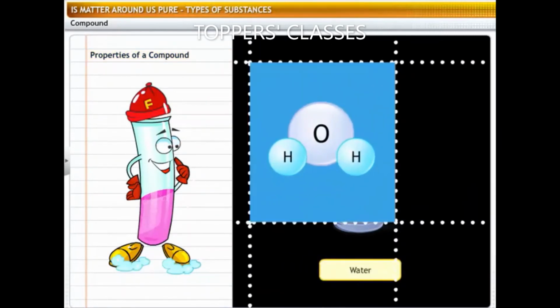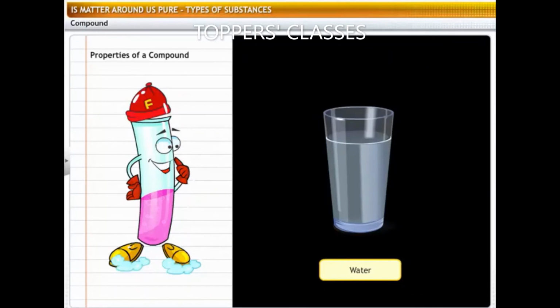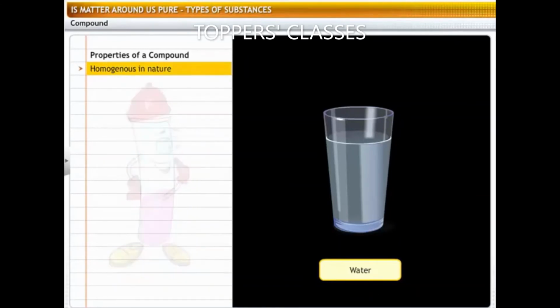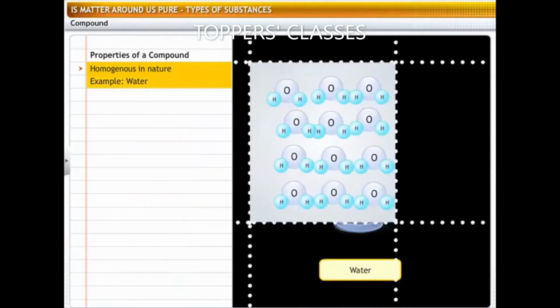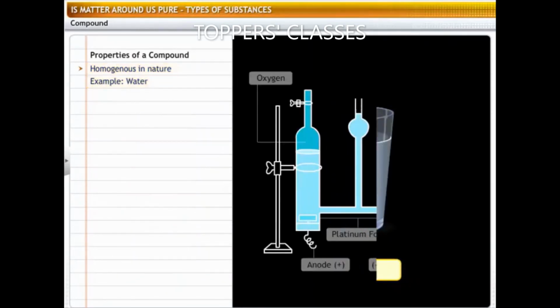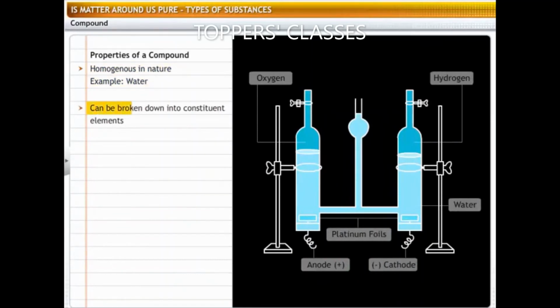Compounds are composed of 2 or more elements which are chemically bound with one another in fixed proportions. Let's look at some of the characteristics of compounds. A pure chemical compound is homogeneous in nature, made up of the same type of molecules. For example, water contains only molecules of water. A compound can be broken into its constituents. For example, water can be broken into constituent elements, hydrogen and oxygen, by the process of electrolysis.